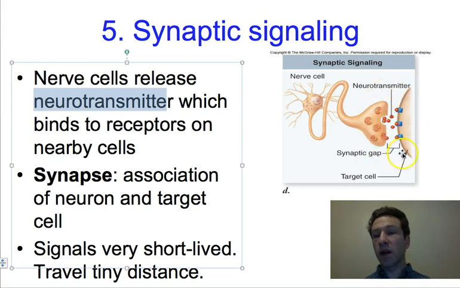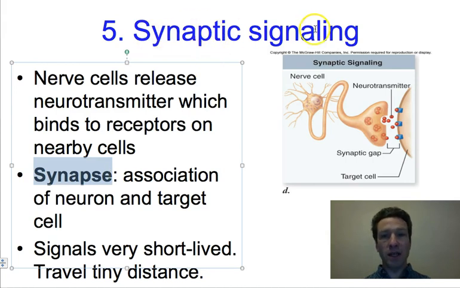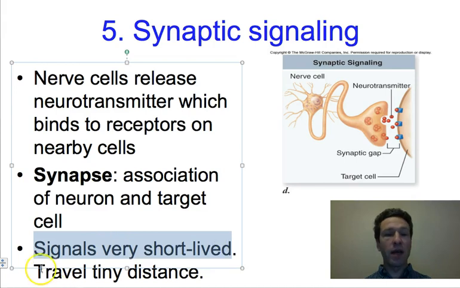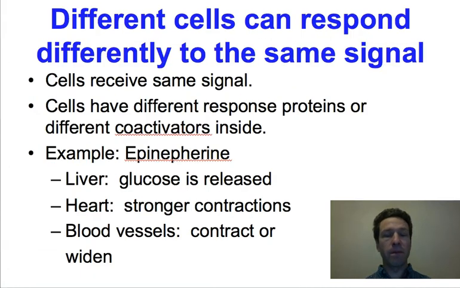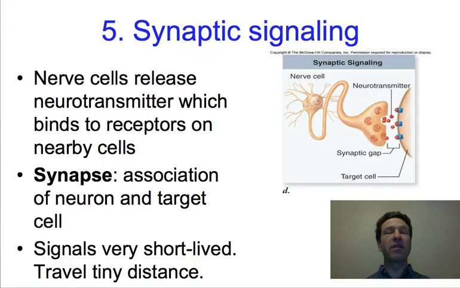So this specialized arrangement where a lot of transmitters are available to be sent, or a lot of ligands I should say, and a lot of receptors are available nearby on a neighboring cell, this arrangement is called a synapse. And we will use the word synapse only for synaptic signaling involving nerve cells. As we've already said, these signals are very, very short-lived, and they travel a tiny distance, much shorter than paracrine. That then summarizes the 5 different mechanisms of signaling, which go a range of different distances.